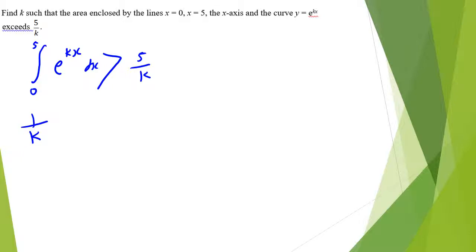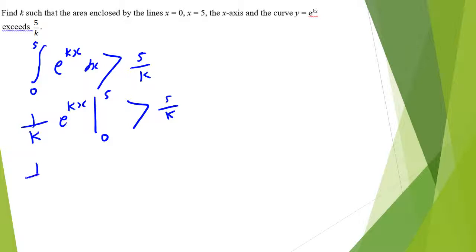Next question, find the k such that the area enclosed by the line x equal to 0 and x equal to 1. So you're integrating definitely from 0 to 5. The x-axis and the curve y, so this is the curve that you are integrating, exceeds 5, so it's more than, with respect to x, more than 5 over k. So I've just read it and am integrating it. Now you can integrate: the integration is 1 over k e to the kx between 0 and 5, greater than 5 over k.